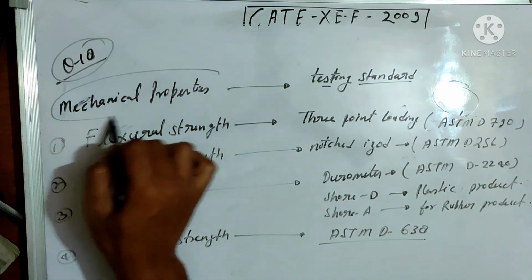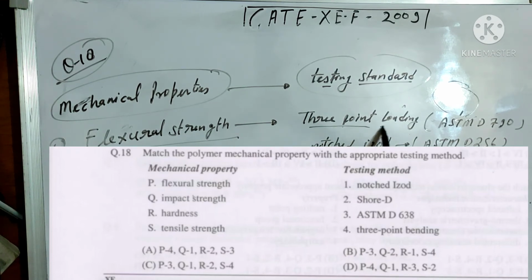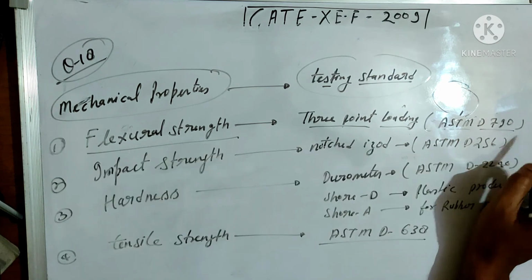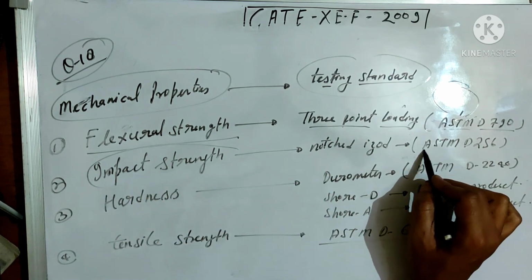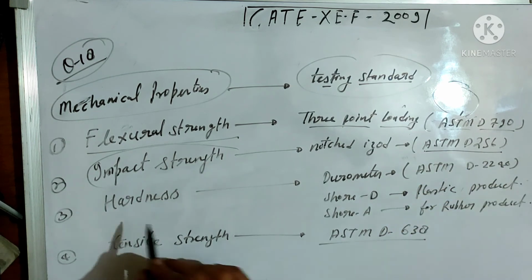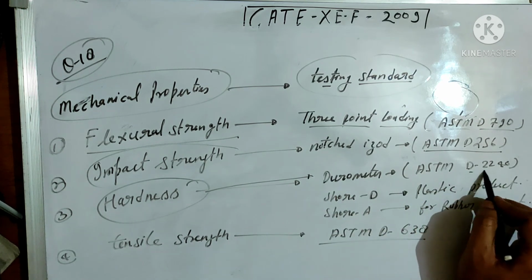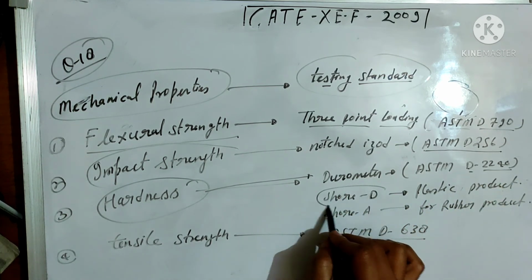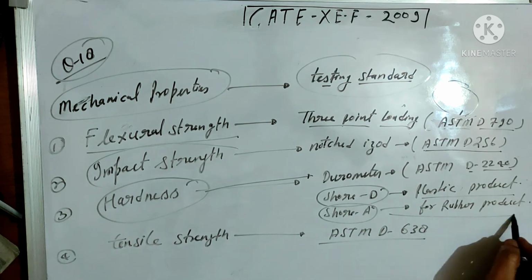Some mechanical properties and their testing standards. The first is flexural strength. Flexural strength is measured by 3-point loading using the standard ASTM D790. For impact strength, the notched Izod ASTM standard ASTM D256 is used. Hardness is measured by the durometer, ASTM D2240. Shore D is used for plastic products and Shore A is used for rubber products.